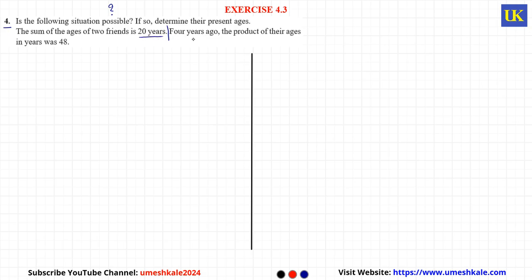4 years ago means before 4 years. Before 4 years, the product of their ages was 48. So this situation they have given. Now let us note down this situation.